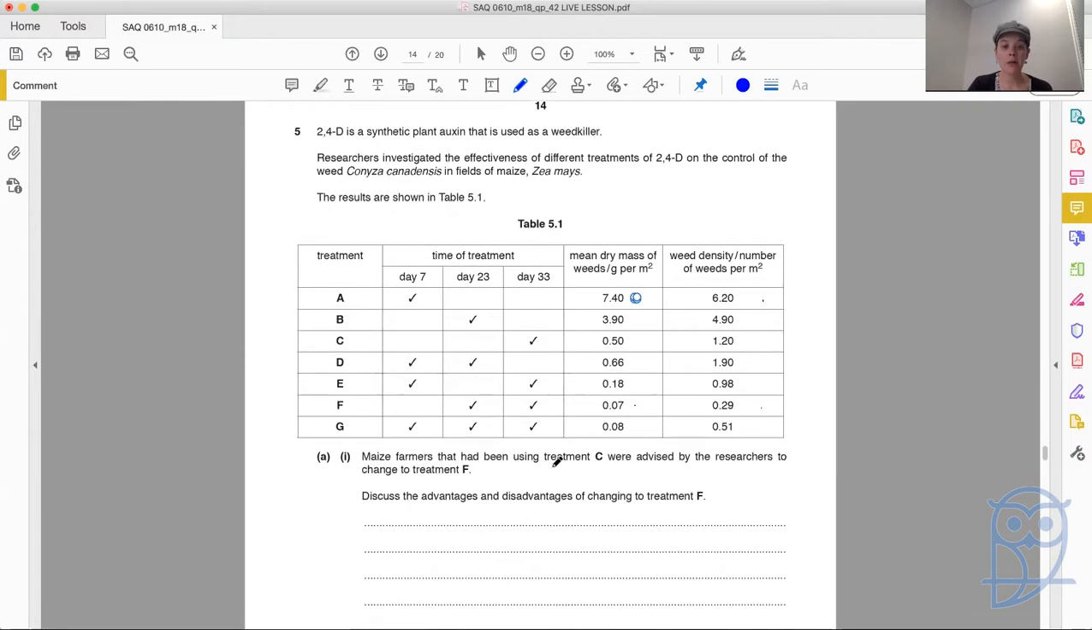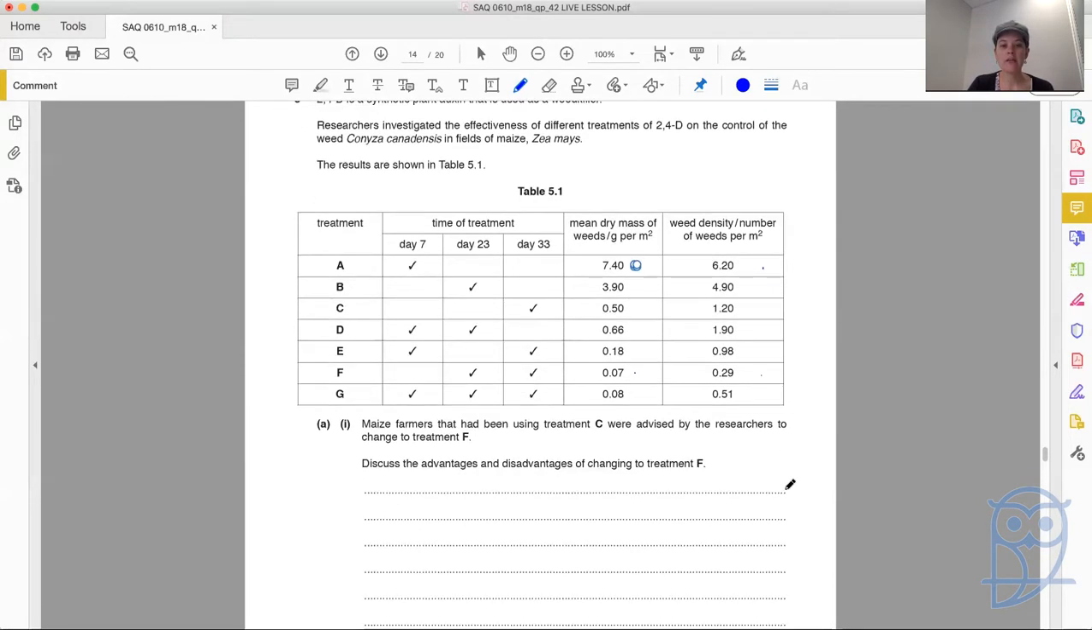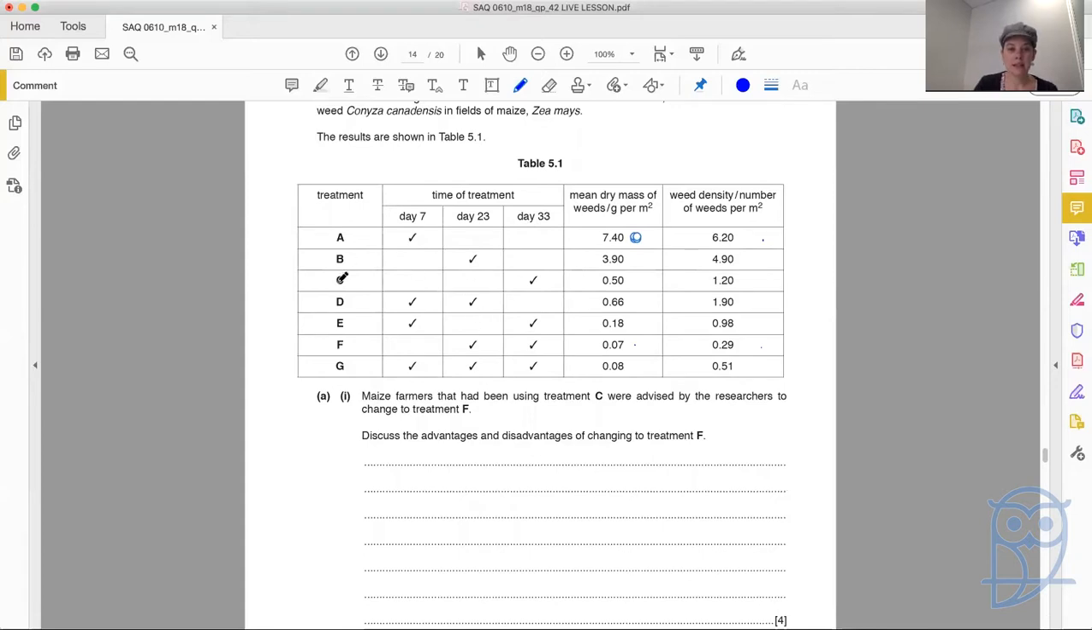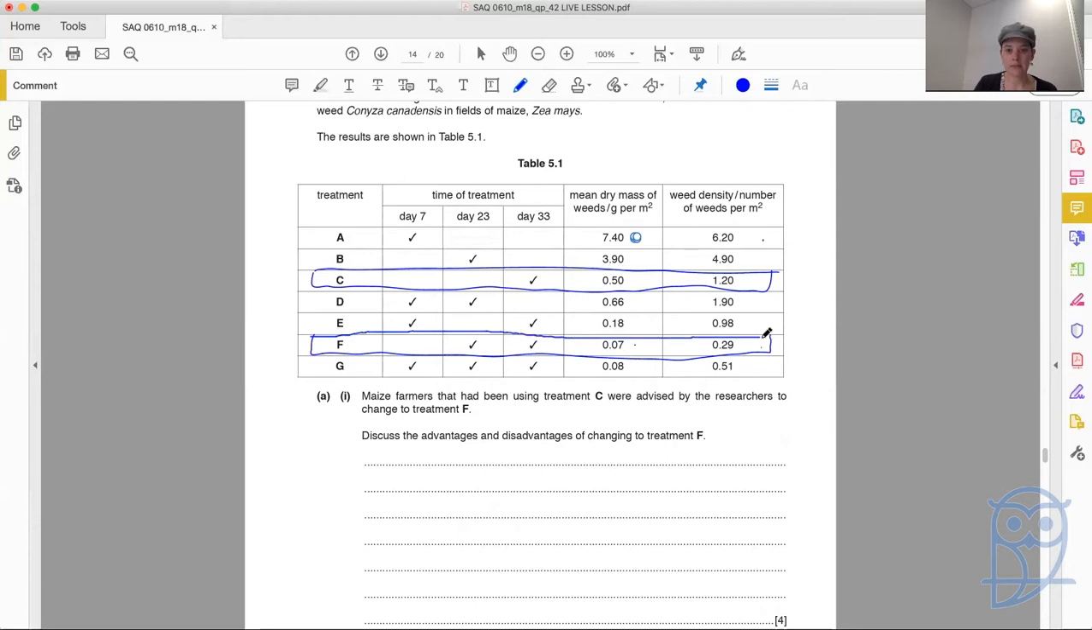So A, part 1. Maize farmers that had been using treatment C, so make a note of what treatment C is, were advised by the researchers to change to treatment F. Well, that doesn't come as much of a surprise because, of course, we've already seen that F looks to be the best option for these farmers. Discuss the advantages and disadvantages of changing to treatment F.